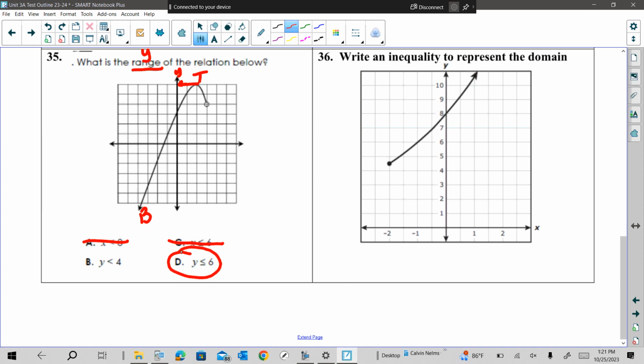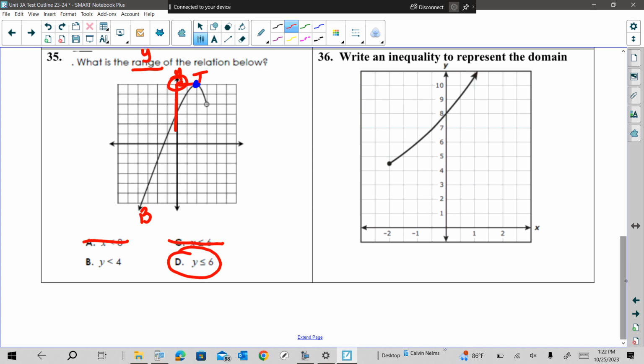It's 6. That dot doesn't matter. Yeah, top. This point doesn't matter. What matters is the y. You have to look at the y-axis. The dot's for the x, not the y. The open is for the x, not the y, because that's left and right.